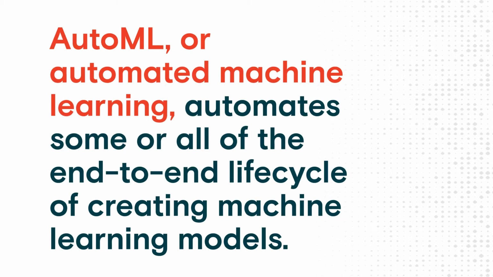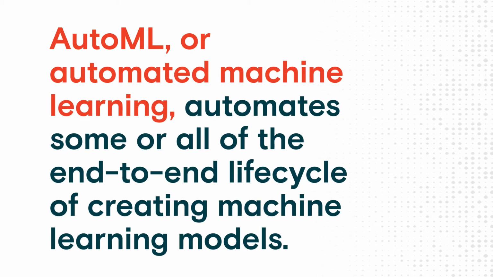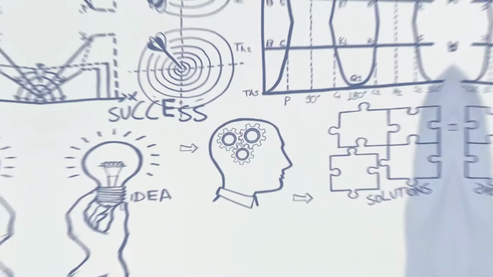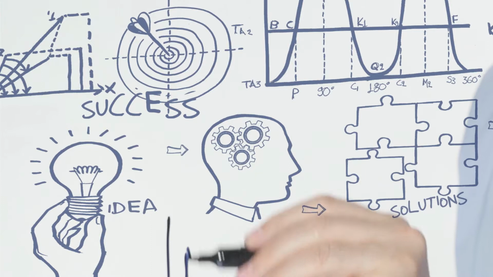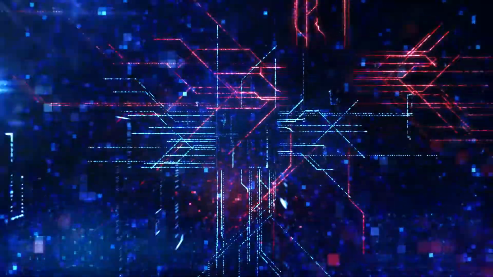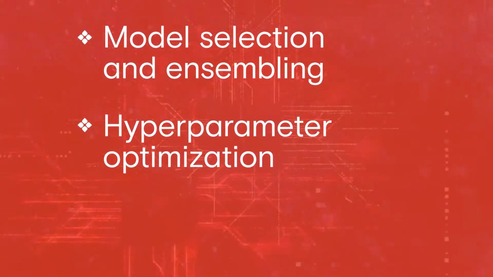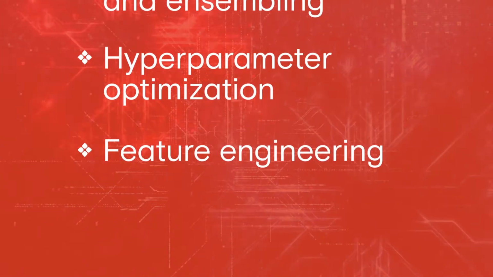AutoML, or automated machine learning, automates some or all of the end-to-end life cycle of creating machine learning models. Data scientists complete many complex steps when building AI, so to make the process easier and less time-consuming, organizations are turning to AutoML. It can help with model selection and ensembling, hyperparameter optimization, and feature engineering.